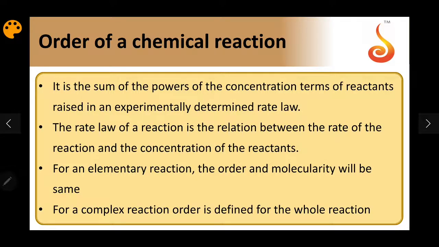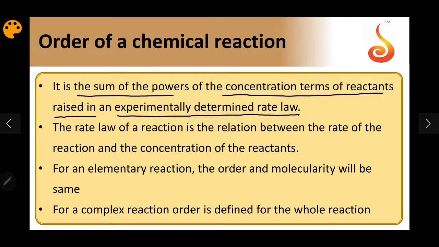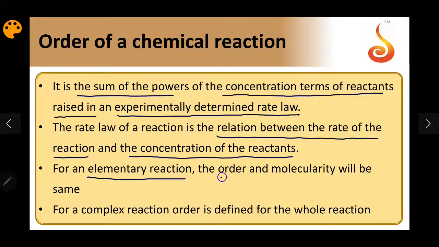Order of a reaction. It is the sum of the powers of the concentration terms of reactants raised in an experimentally determined rate equation or rate law. The rate law of the reaction is basically the relation between the rate of reaction and the concentration of the reactants. In case of elementary reaction, the order and molecularity will always be equal because it is happening in one step. In a complex reaction, we take the rate determining step into reference and define the order for the reaction as a whole, not for individual steps.